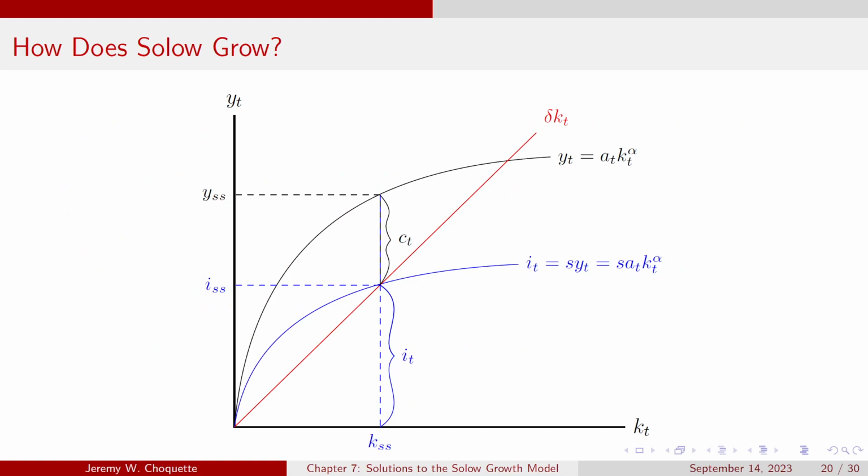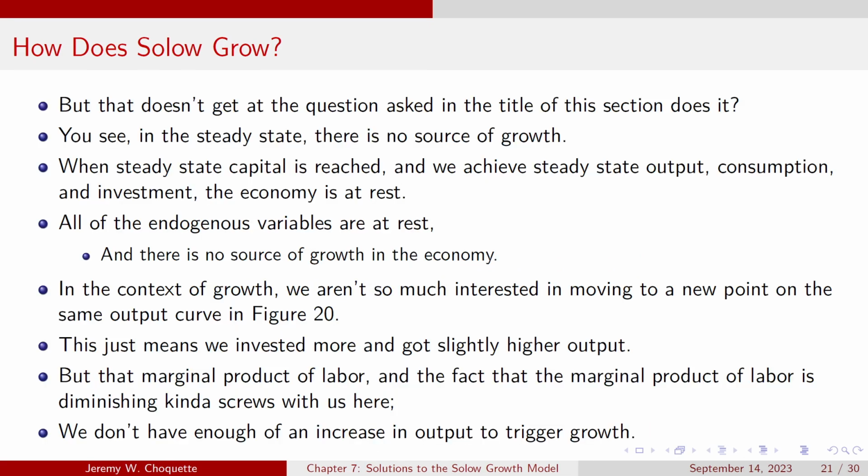So how would Solow grow? Well, remember the steady states are given by this right here. We've got steady state capital, steady state output, YSS, steady state investment, ISS, and then the difference between steady state output and steady state investment is steady state consumption. Okay. Cool. We got that. That's good to know. But it doesn't get at the question that we asked in the title, does it?